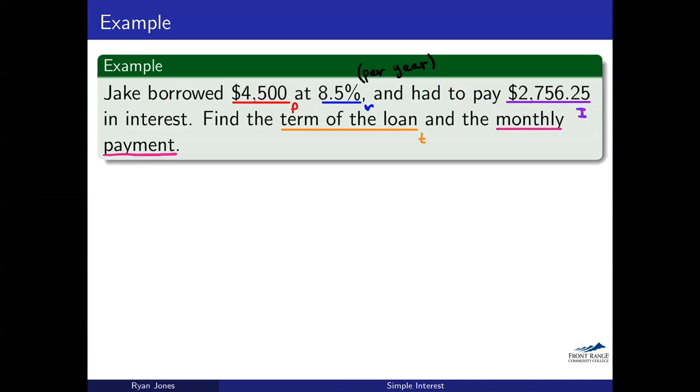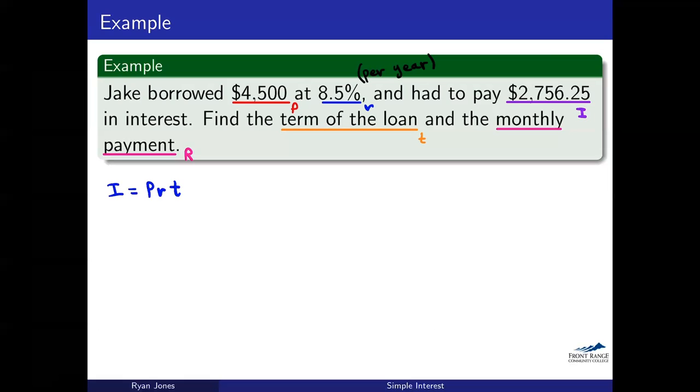So monthly payment, I'll call this a capital R. Don't get confused between capital R and lowercase r. They're obviously very different things, monthly payment and interest rate, respectively. So let's go ahead and start off. Let's do I is equal to PRT.